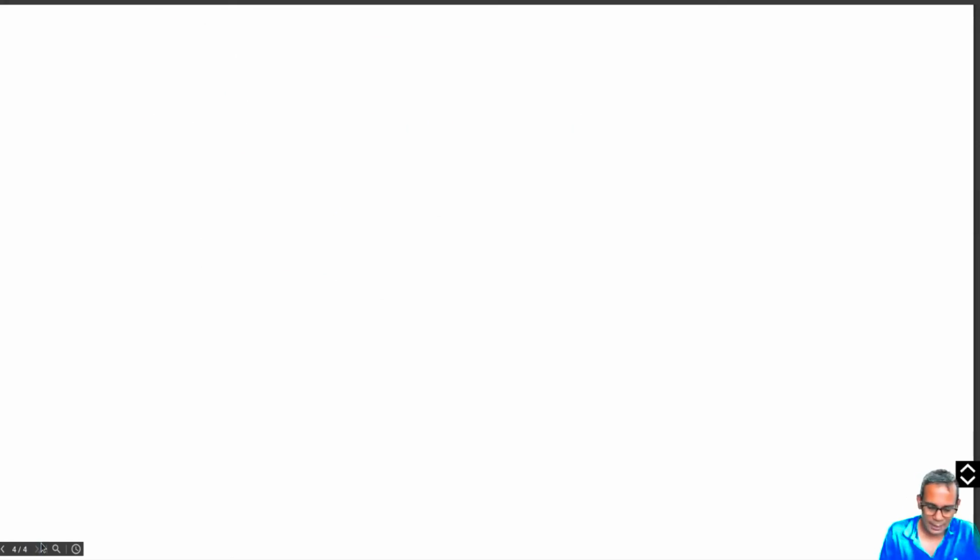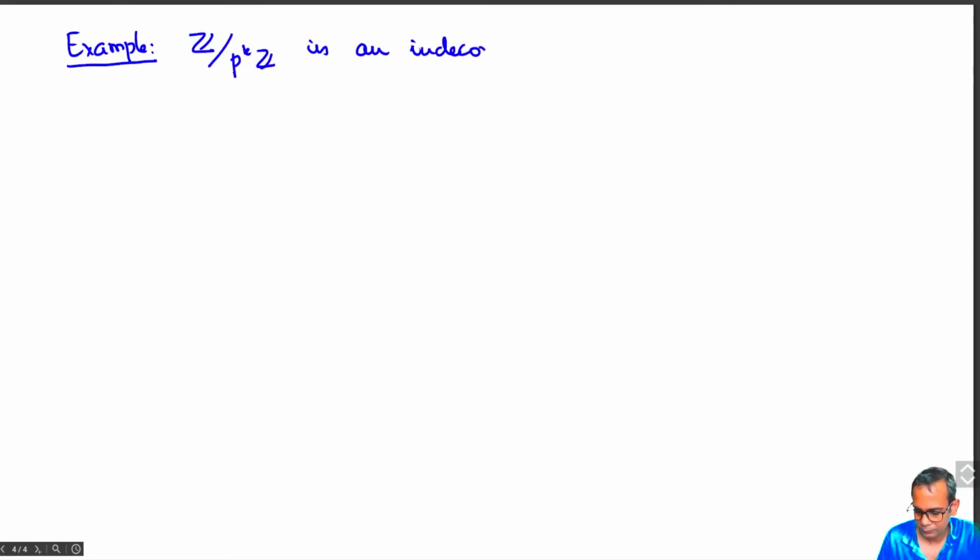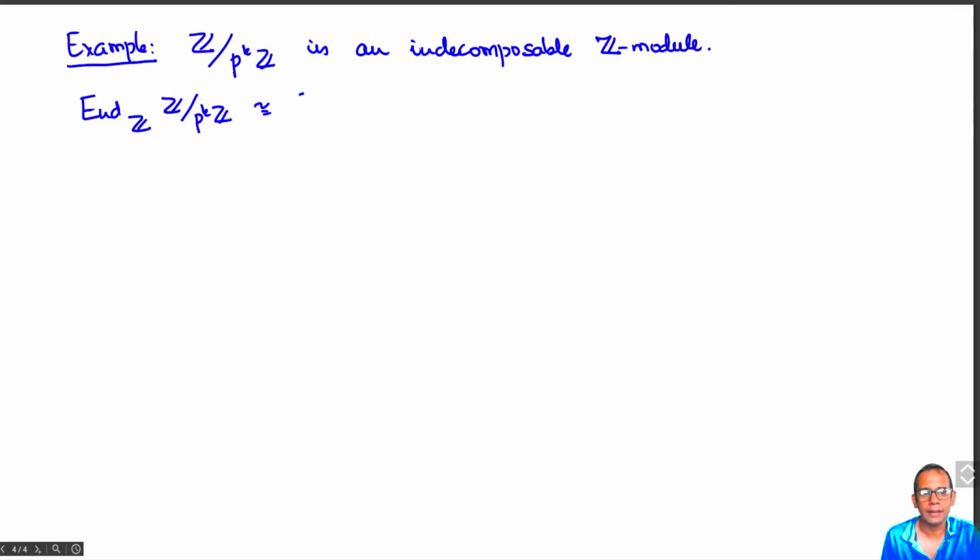Which is the definition of indecomposability. Let's look at another example. Z mod p^k Z is an indecomposable Z-module. So again, you show, just as before, that the endomorphism ring of Z mod p^k Z is isomorphic as a ring to Z mod p^k Z.